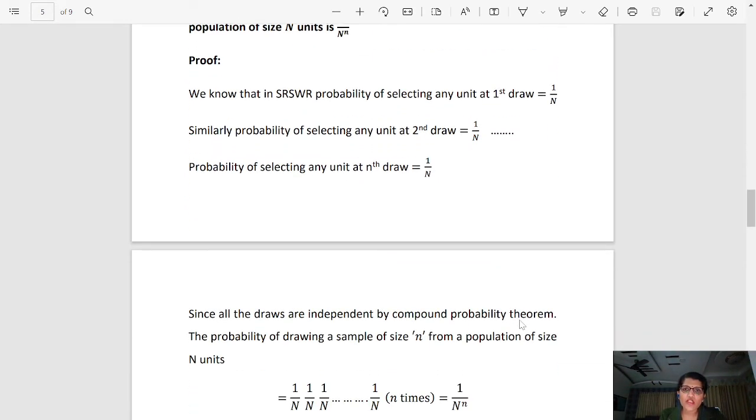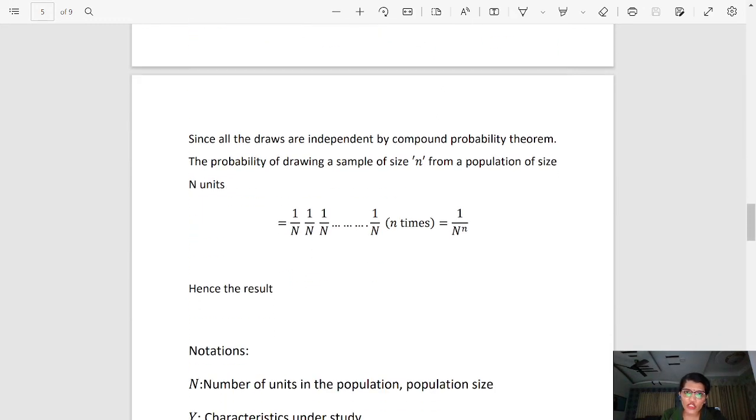So all these probabilities are independent. So since all the draws are independent, the probability of drawing a sample of size n from this population of size N units is, by using the compound probability theorem, the multiplication of all these probabilities n times. So the final term is 1 upon N raised to n, and hence the result is proved.